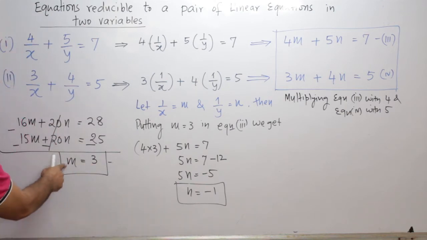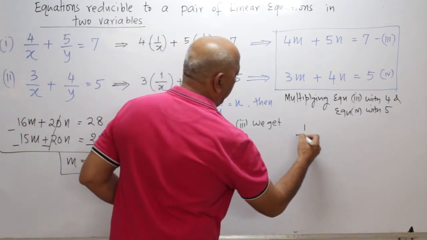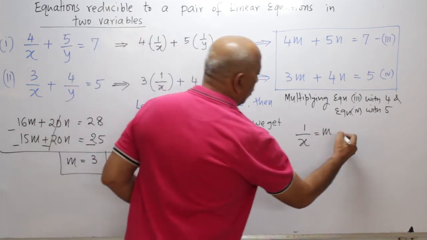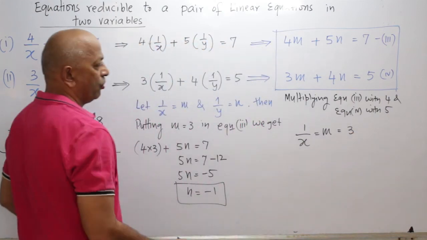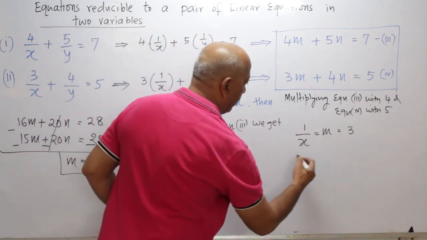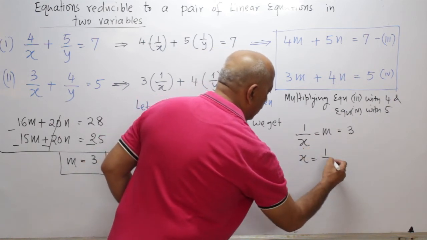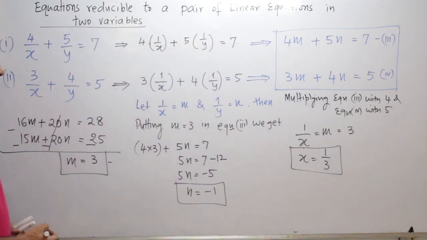So we got the value of m and n. So we know 1 upon x is equal to m, and that is equal to how much? 3. So 1 upon x is equal to 3. So x is equal to, I'll take 3 on this side, x on this side, so it is 1 upon 3. So we got the value of x is equal to 1 by 3.